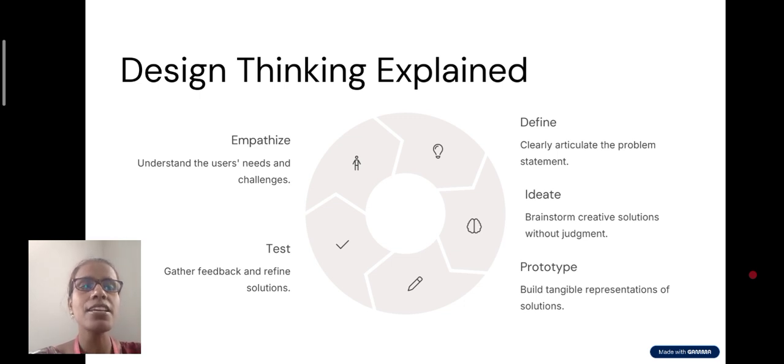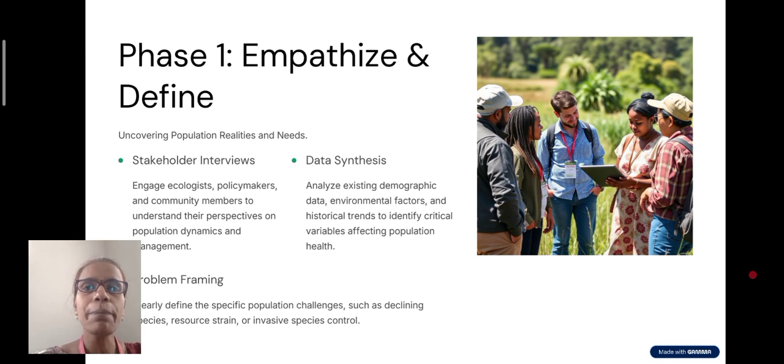The next thing is, phase 1 is what? Empathize and define. We need to uncover the population realities and needs.